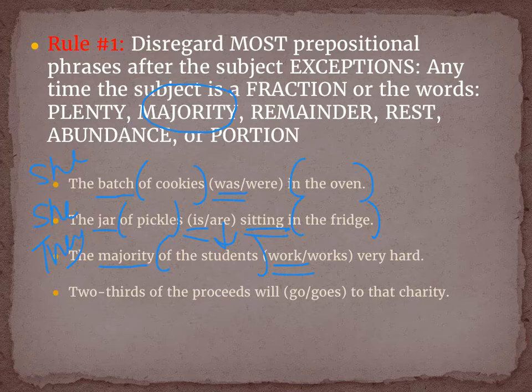And finally, 2/3 of the proceeds goes to that charity. We see of the proceeds is a prepositional phrase. We see the word to. We look after it. That is not a verb, so therefore this is a prepositional phrase. When looking outside the prepositional phrase, we see the subject is the word 2/3. Since 2/3 is a fraction, as listed above, we would now need to look inside the prepositional phrase to make a decision. Proceeds is a word that is plural, so it's like saying they, so we would say they will go.